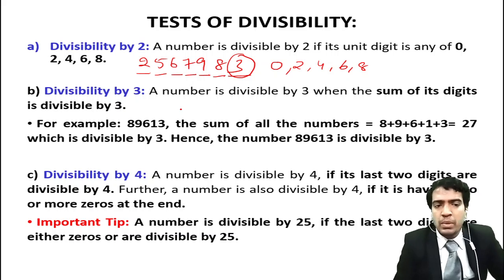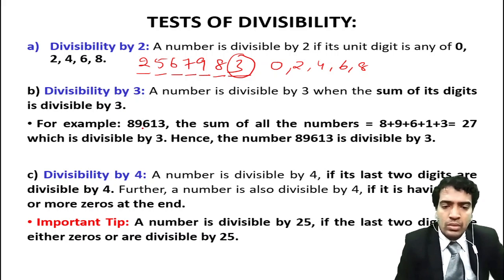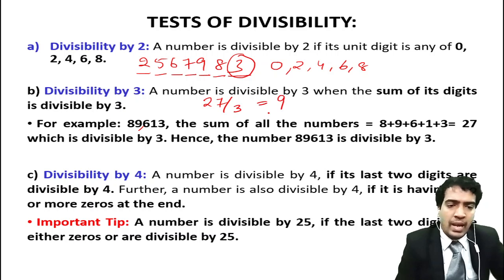A number is said to be divisible by 3 when the sum of its digits is divisible by 3. Let us take an example. Here we are taking an example of 89,613. Right? Let us add the digits. 8 plus 9 is 17. 17 plus 6 is 23. 23 plus 1 is 24. 24 plus 3 is 27. 27 is divisible by 3. When you divide 27 by 3, you would get the answer as 9.